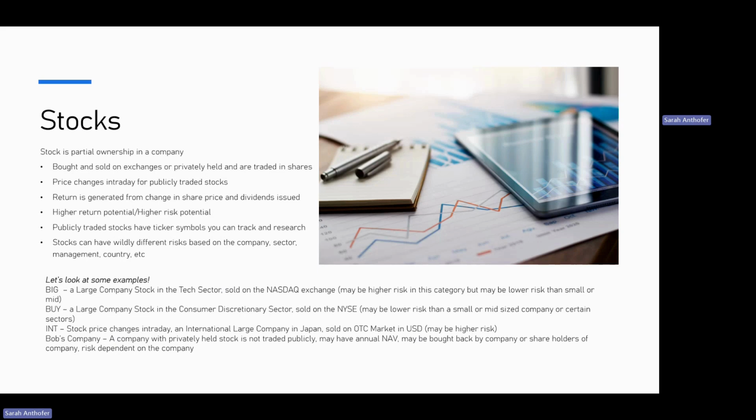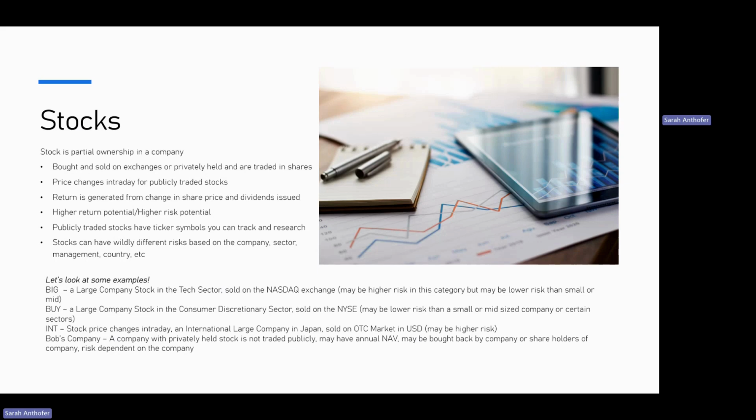INT, we're going to say that this is a fictional example of an international large company. It's in Japan, sold on the OTC market in US dollars. This is probably going to be a pretty high risk investment, because now not only am I dealing with a stock company, I'm dealing with a company that has international risk and is also going to be subject to what's happening to the US dollar. If the US dollar is going down in value, it's going to make it a little bit harder for me to buy that. So there are multiple risks that you could be looking at with respect to international options. International options tend to be higher risk stocks.